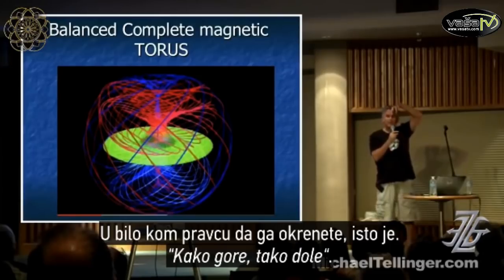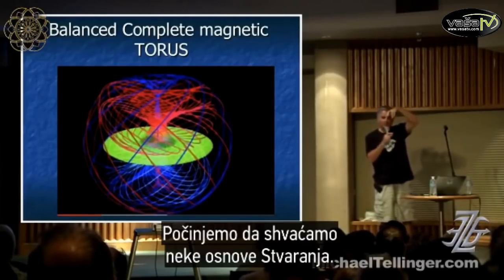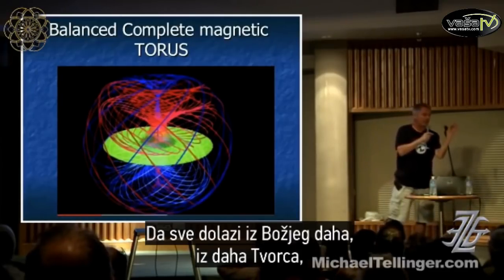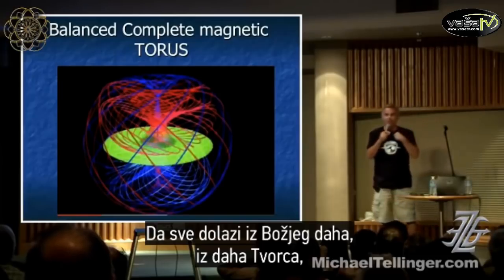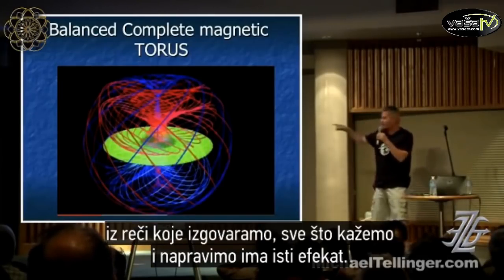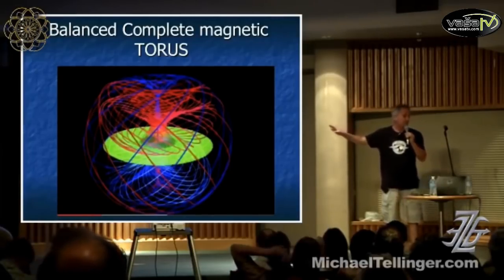As above, so below. We start to understand some of these basic fundamentals of creation, all coming from the breath of God, the breath of the Creator, the words that we utter. Everything that we say and create has the same effect, creating these complete, perfect magnetic fields.